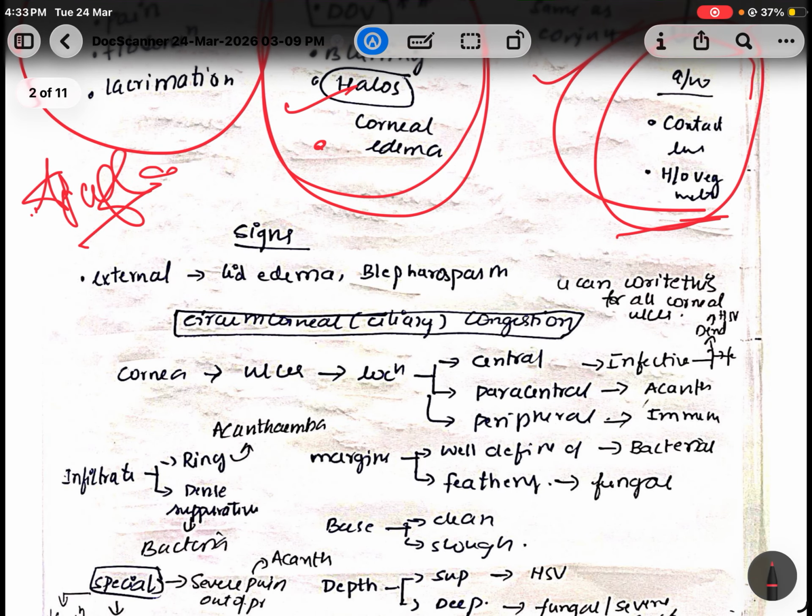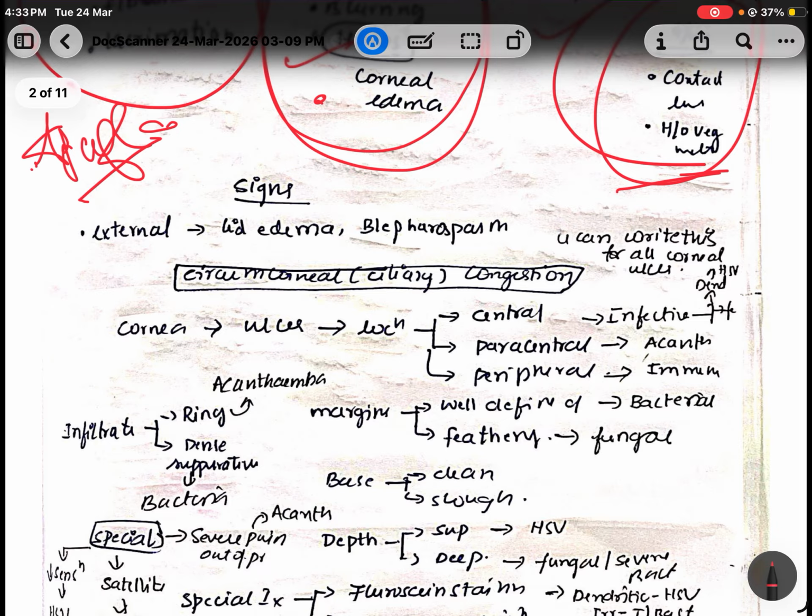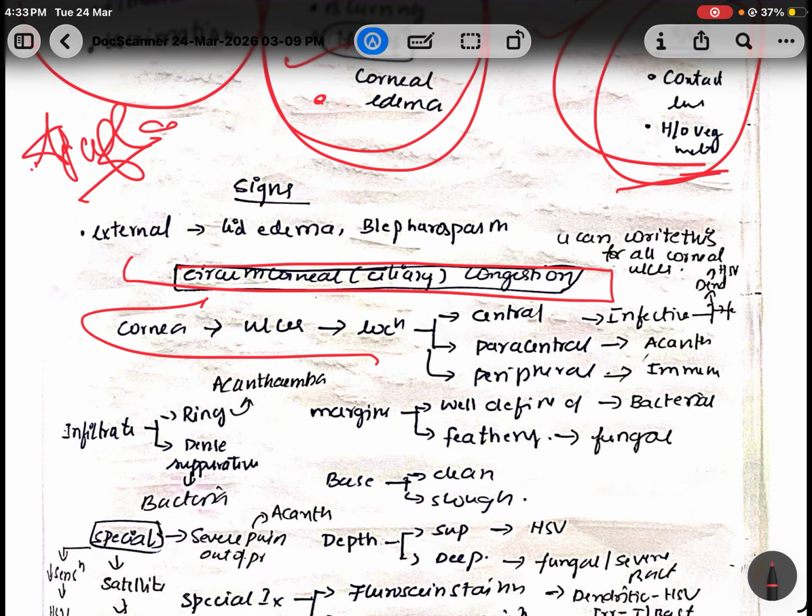Again, what are the major important things inside? There, the major important thing you have to mention is the conjunctiva. Here, the major important thing you have to mention is the cornea. Again, for the cornea you can write in and out. Circumciliary congestion, you can write for everything. Any ulcer, you can mention about that.